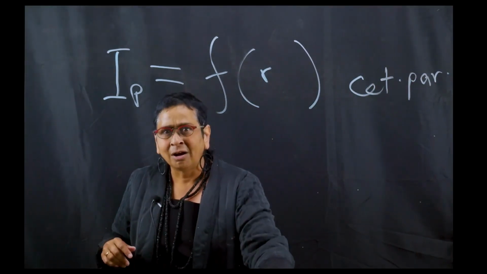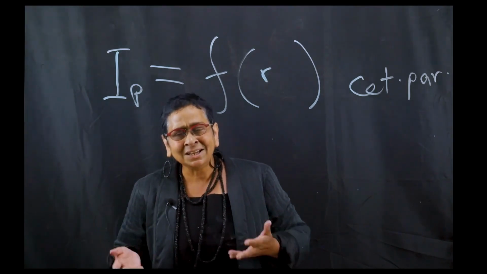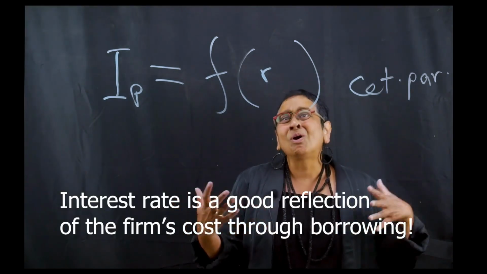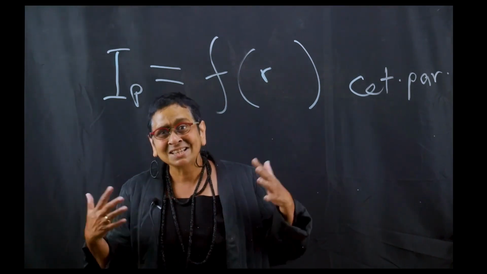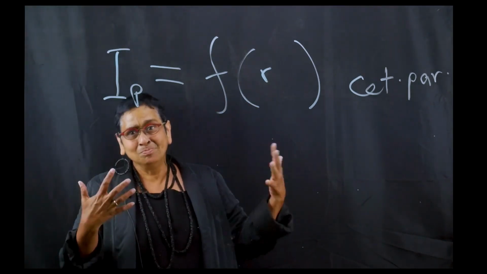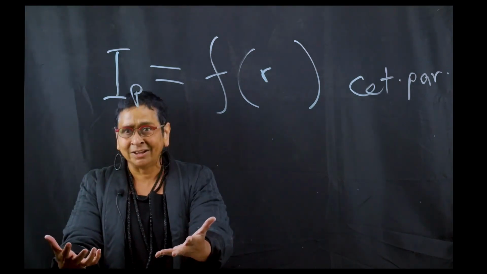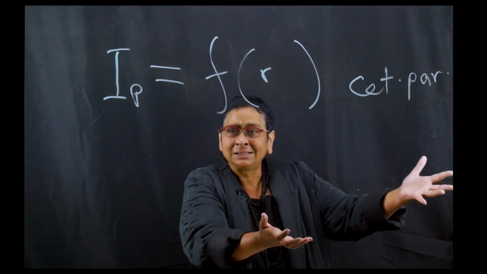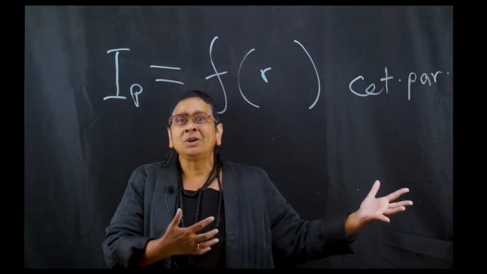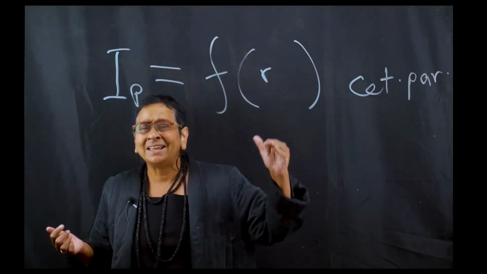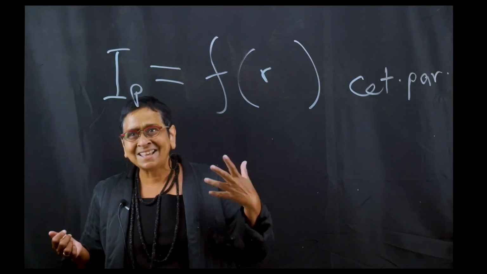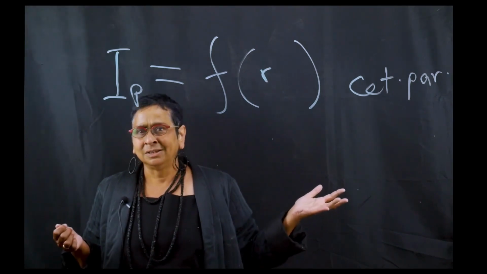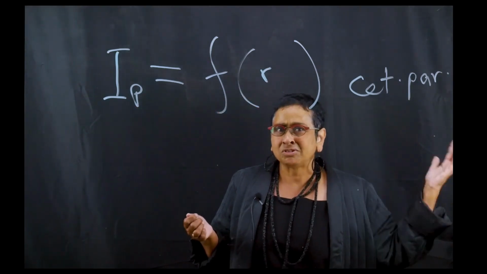The reason I want to focus on R, or interest rate, is that the interest rate is a good reflection of the firm's cost through borrowing. The idea is that planned investment does depend on the interest rate because firms have to borrow in order to finance their investment. And when they finance their investment, they're going to have to pay back interest in the future to pay off their borrowing. So they're going to go ahead and do investment only if they feel that the investment will give them a rate of return that is at least as high as the interest that they're going to have to pay today.